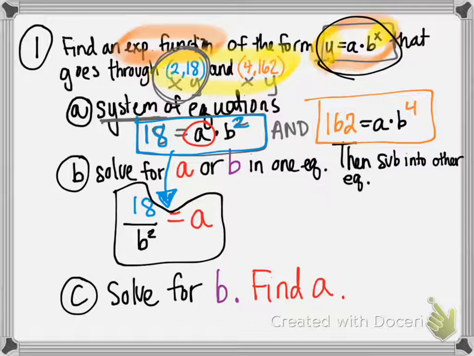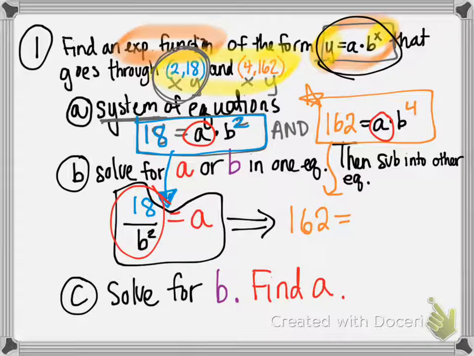So now I'm going to plug in to the orange equation. My other equation is this one right here. It's going to come down here, and I'm going to rewrite my 162 equals, this time I know that a is equal to 18 over b squared. Even though it's not a number, I can still substitute that in. So I'm going to put my 18 over b squared in place of a. You will understand in a moment why I'm doing this. And then this is times b to the 4th. I'm going to write it a little small just so you can see what's going on.